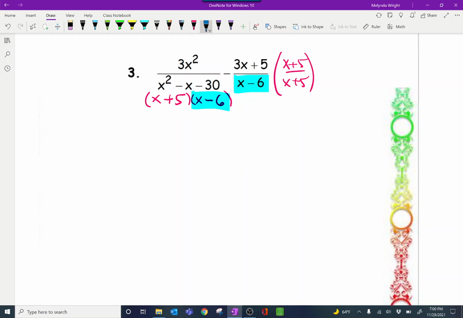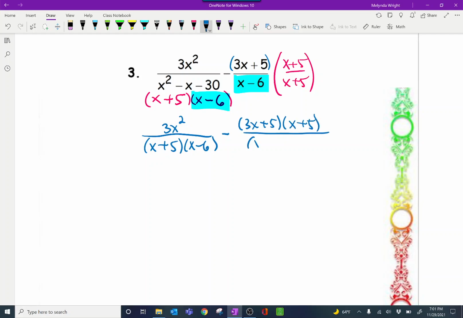All right, so let's rewrite that. That's just a little bit of a mess. So I've got 3x squared over this factoring of x plus 5, x minus 6, minus. So then I've got this 3x plus 5, we need to treat it as one piece. You know, if you want to put parentheses around it, you can up there, but we need to treat it as one piece. We need to multiply that by x plus 5, and that's over x minus 6, x plus 5. Okay, let's step back for a moment and just see what we've done.